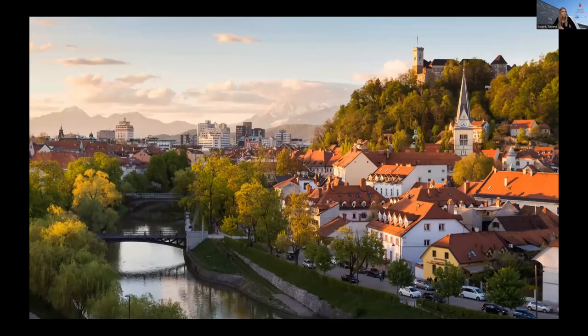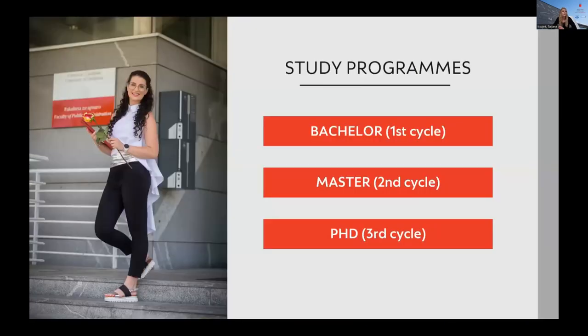This is Ljubljana, as you could also see when the business school was presented. So let's go further. We have three study programs: bachelor, master, and PhD program. Maybe I can ask you which program you are interested in, so that I will give more attention to this program. As I can see in the Excel document, many students asked for the bachelor program. Please write in your chat which is the most interesting for you, so that I will pay more attention to this program.